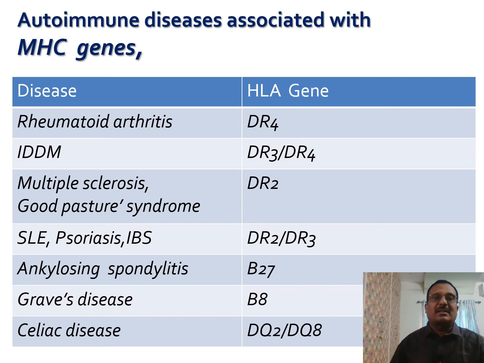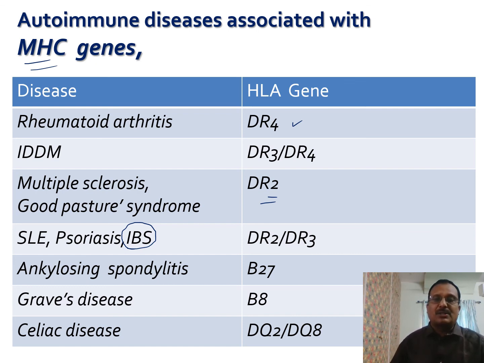And another important thing is autoimmune diseases which are associated with the MHC or major histocompatibility genes. Rheumatoid arthritis is associated with the DR4 HLA gene, and insulin dependent diabetes mellitus is associated with DR3 and DR4. Multiple sclerosis and Goodpasture's are associated with DR2 alleles of the HLA gene, and SLE and psoriasis and IBS, that is irritable bowel syndrome.